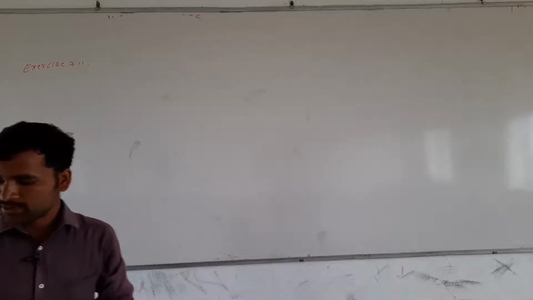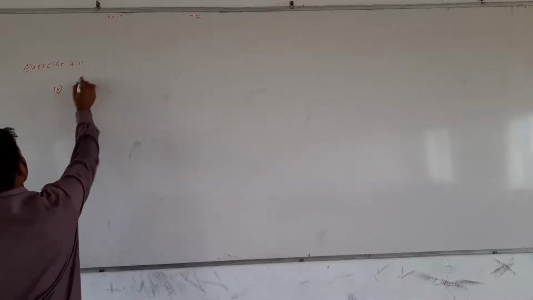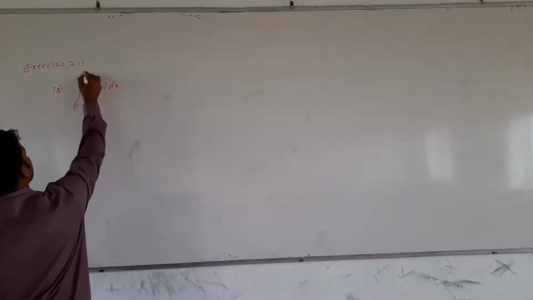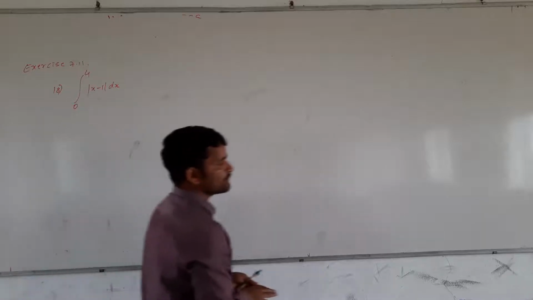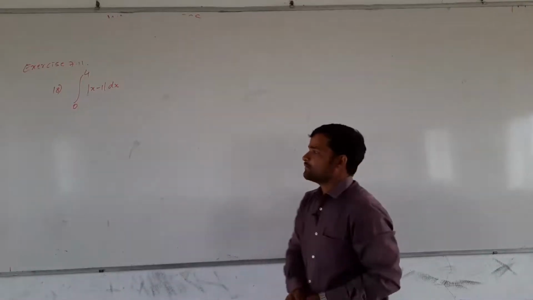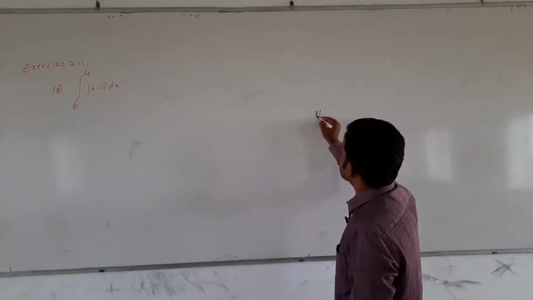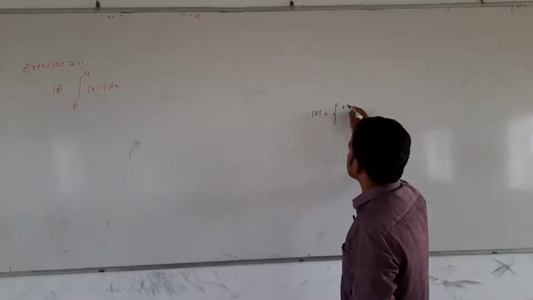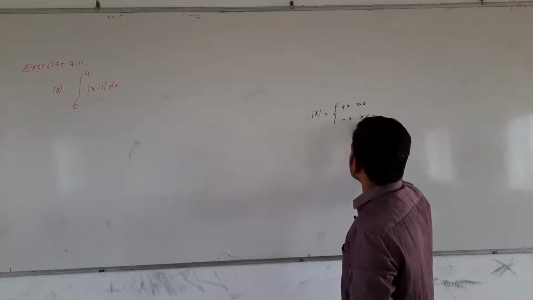Now moving on to problem number 18. The 18th problem is the integration of mod of x minus 1 with respect to x from 0 to 4. Again, it is a modulus function. Let me write the definition. Modulus of x is equal to plus x when x is greater than 0, and it is minus x when x is less than 0.